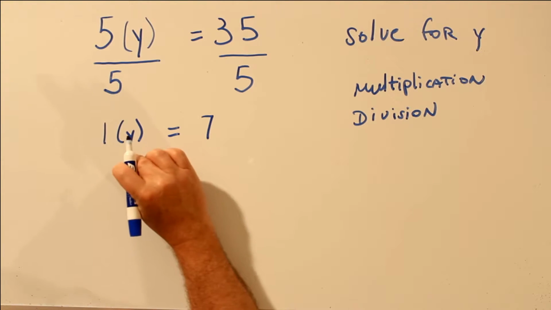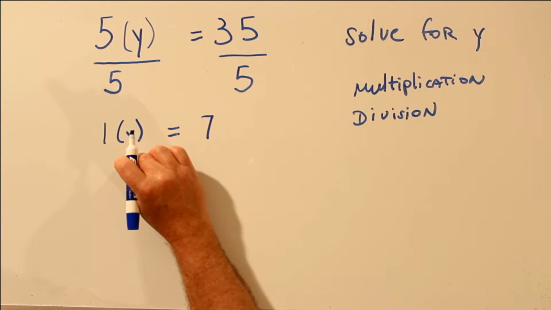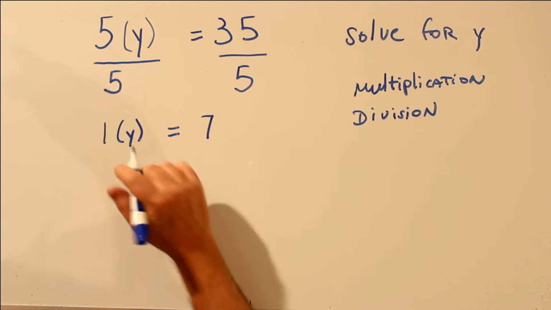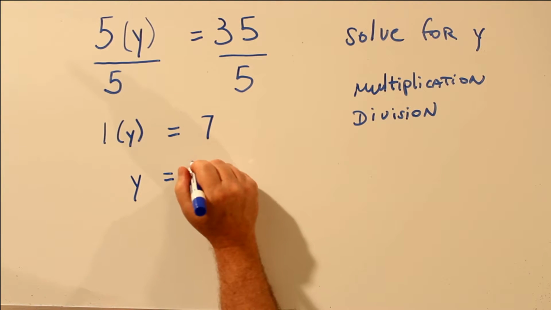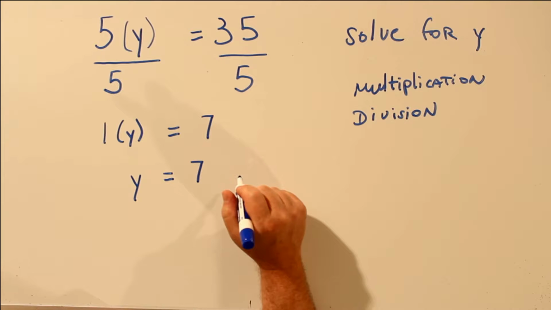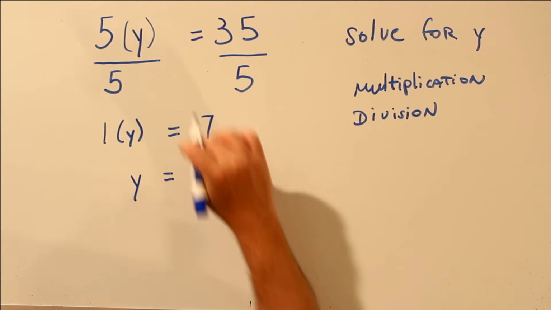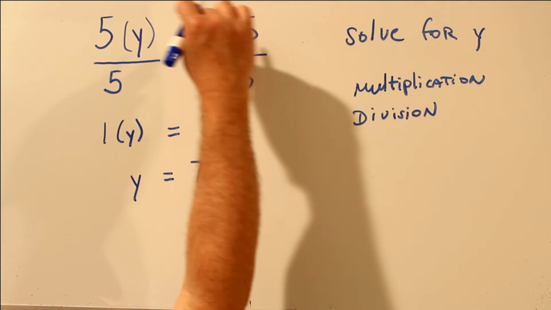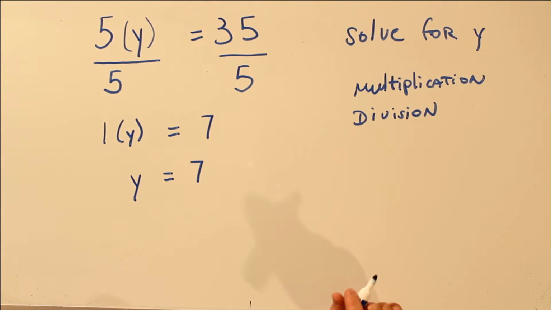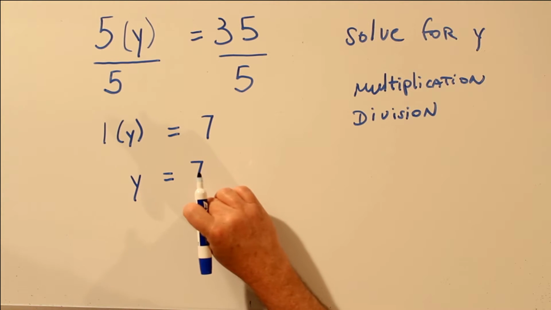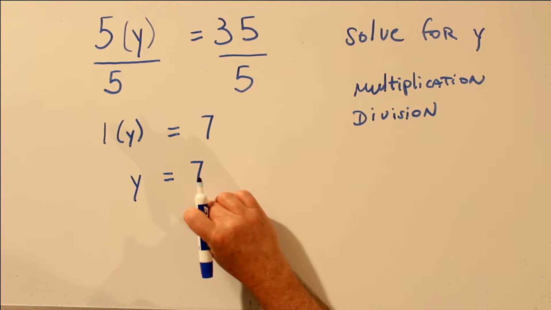But 1 times any number or 1 times any variable doesn't change the value of the variable. So we could just write y equals 7, and we've solved the equation for y. If we put 7 in for y, 5 times 7 is 35, and that was our original equation. So y equals 7 makes the equation true, and it solves the equation for y.